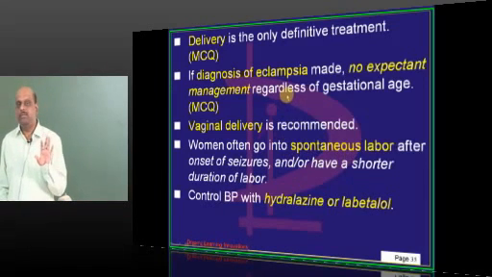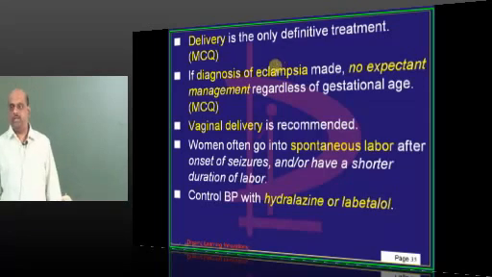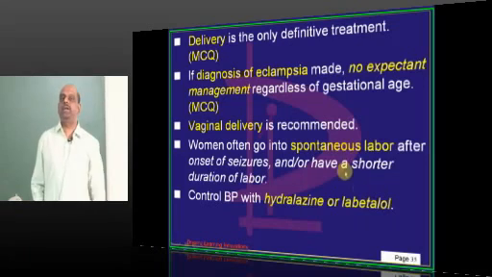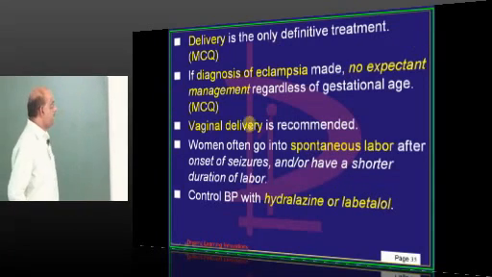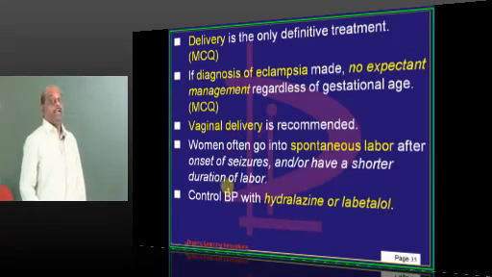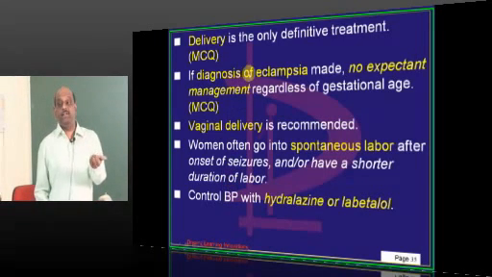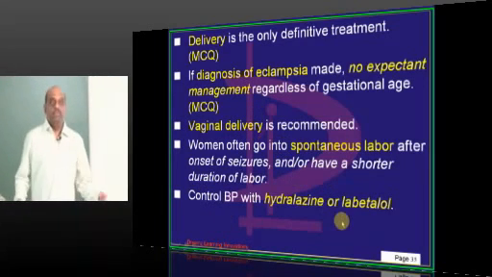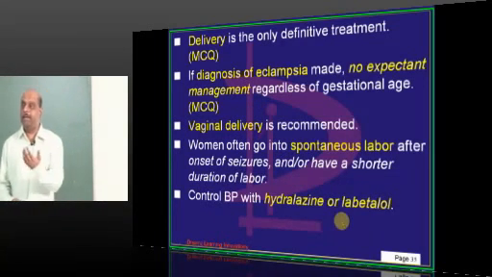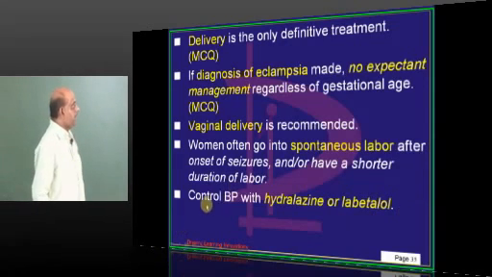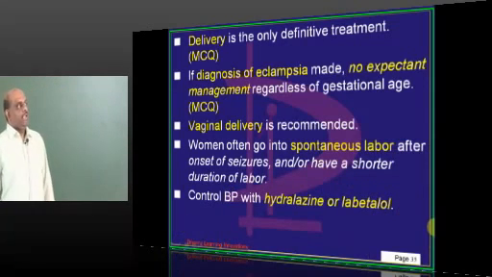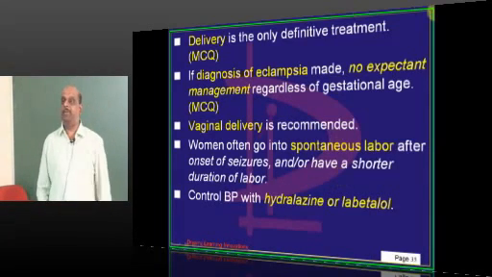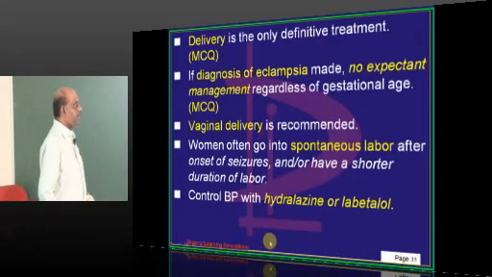If there is eclampsia, what is the rule you are not going to forget, doctor? No role for expectant management. Regardless of gestational age, you need to deliver and make the fetus leave. But if you decide to deliver, vaginal delivery is recommended. And in fact, with the onset of seizures, labor becomes speeded up. Spontaneous labor will speed up. Even when she is laboring, the duration of the labor also will shorten and a quick delivery of the baby will occur with the seizures.